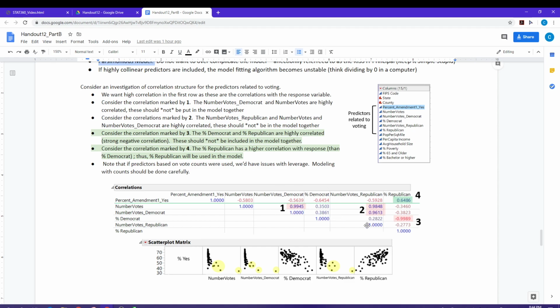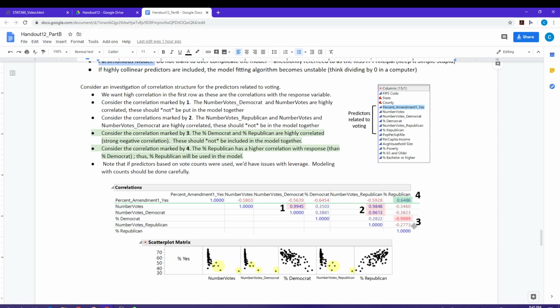Not only are they highly correlated, but you can see down here in the first row of my scatterplot matrix that if I do use something that's related to number of votes, I'm going to end up with some high leverage observations. So it really comes down to either using the percent Democrat or percent Republican.